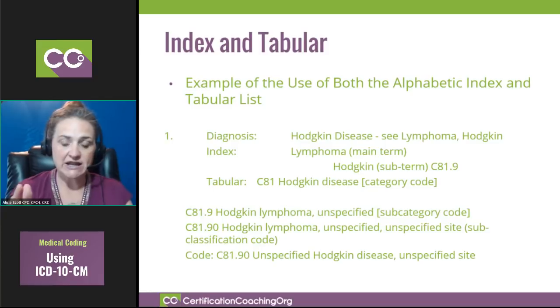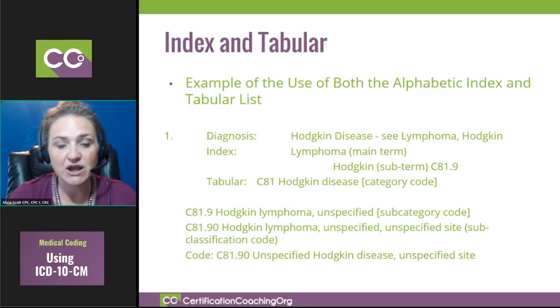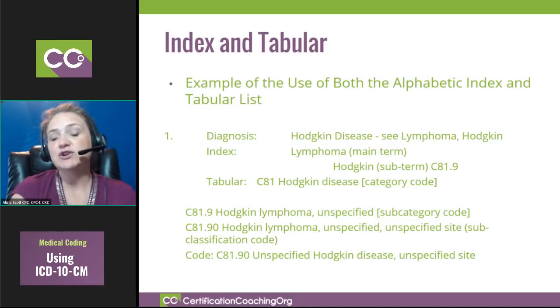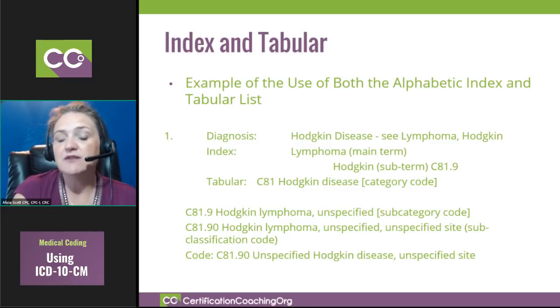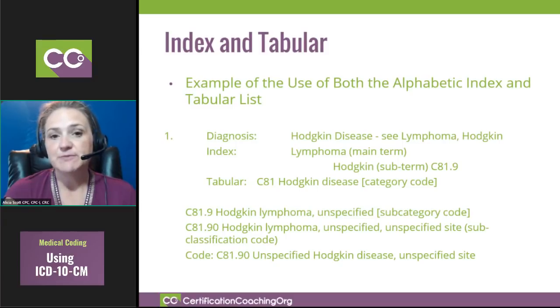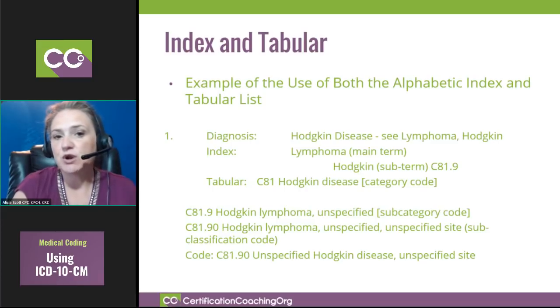So you're now out of the index and you go to the tabular where we're going to get that description. In the tabular, you look at C81, which is Hodgkin's disease, right? That's a category code. We're looking at Hodgkin's disease, but there's more than one type of Hodgkin's disease that there's more than one description for. C81.9, whenever you see a code that ends in a .9, that is usually, not always, but usually an unspecified code. You may or may not have heard people talk about unspecified codes, and unspecified really means that there's no more information that you've been given to describe that particular condition.